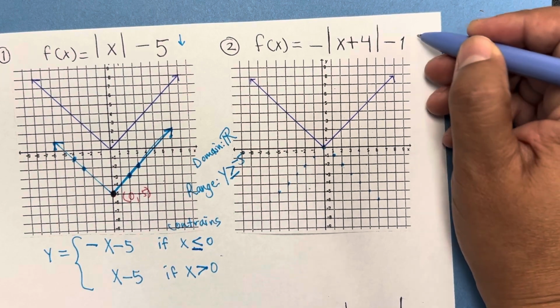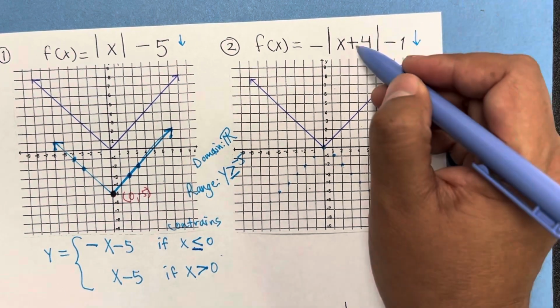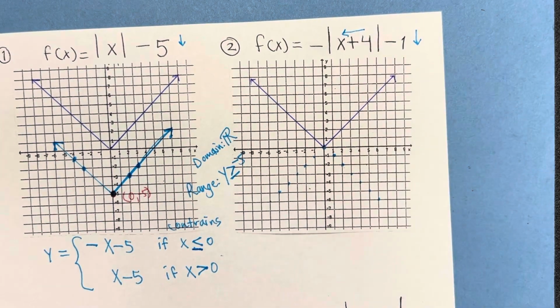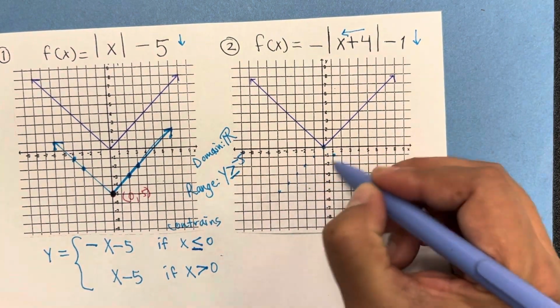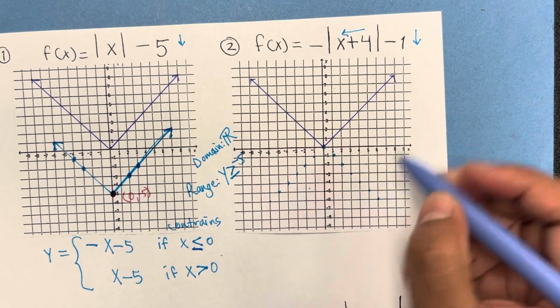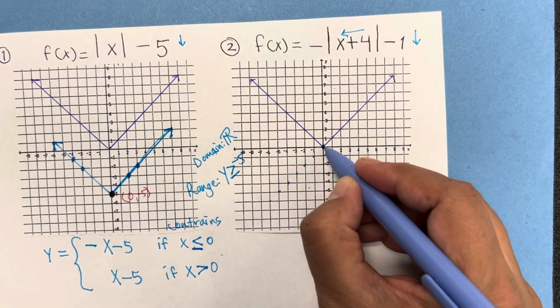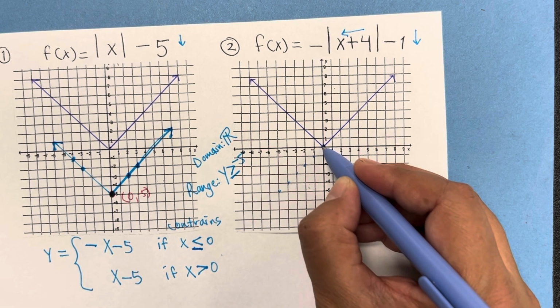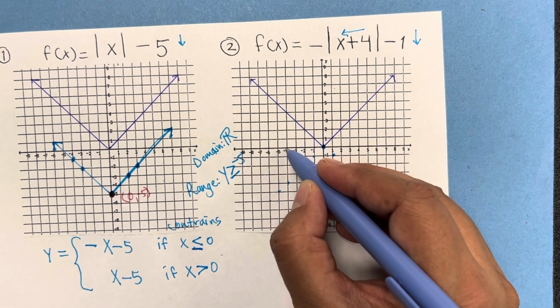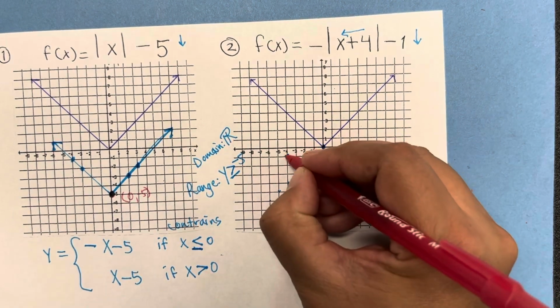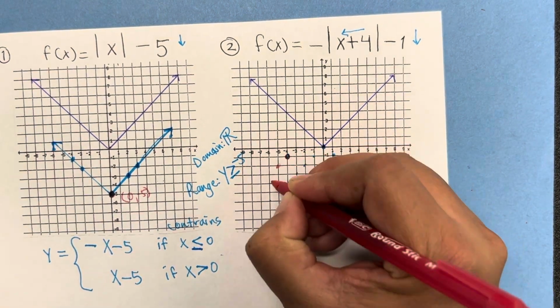In this case, because it's negative, it's going to go down, and this one, instead of going to the right positive, is going to go to the left. So every point in here will go 4 spaces to the left and 1 down. I just work with the vertex and move it 1, 2, 3, 4, and 1 down. Okay, so my graph will go like this.